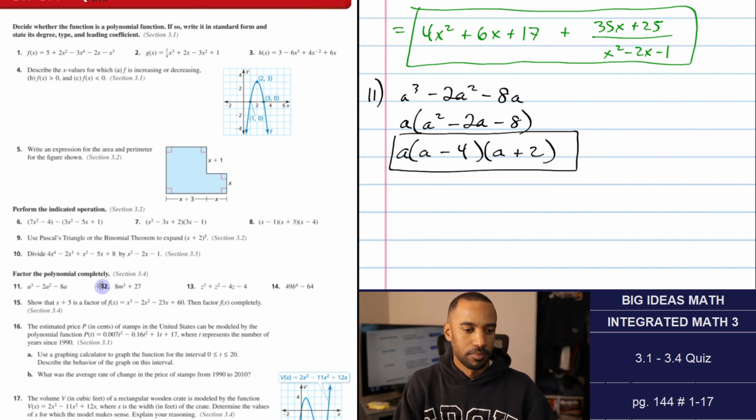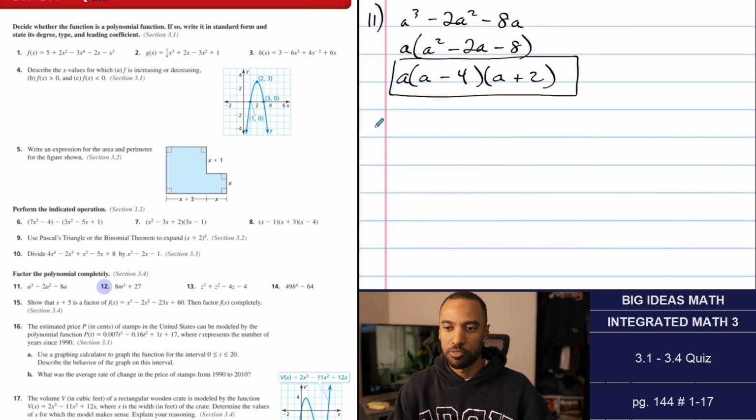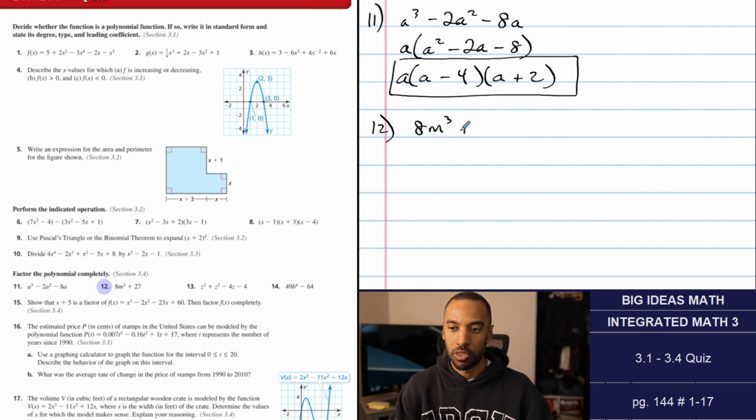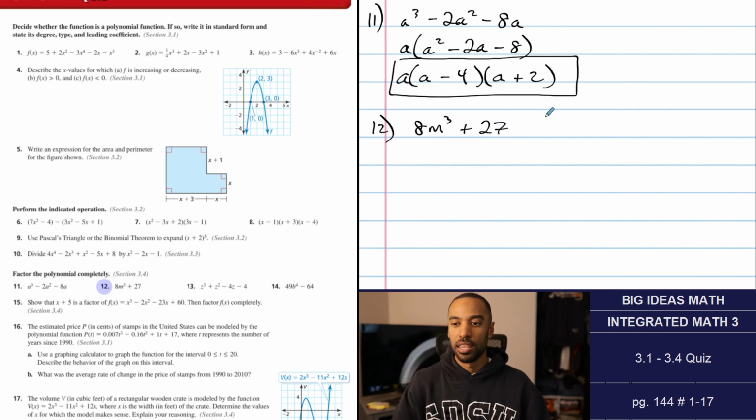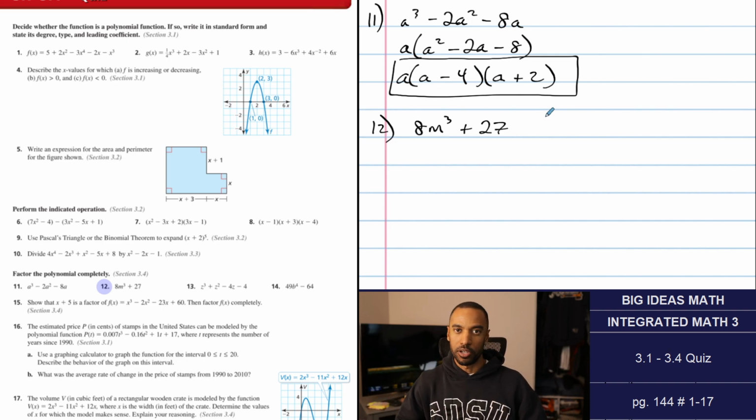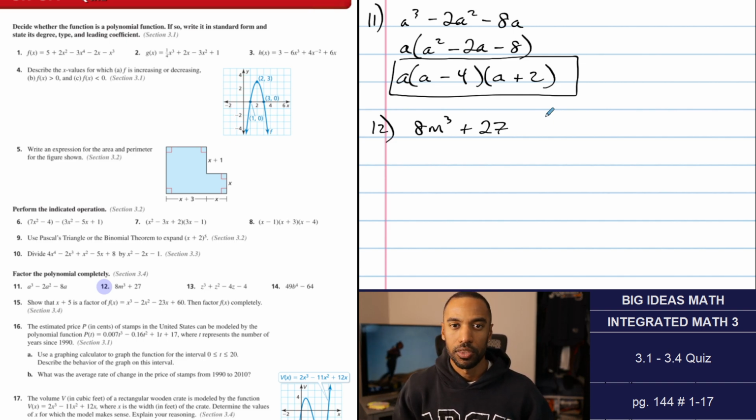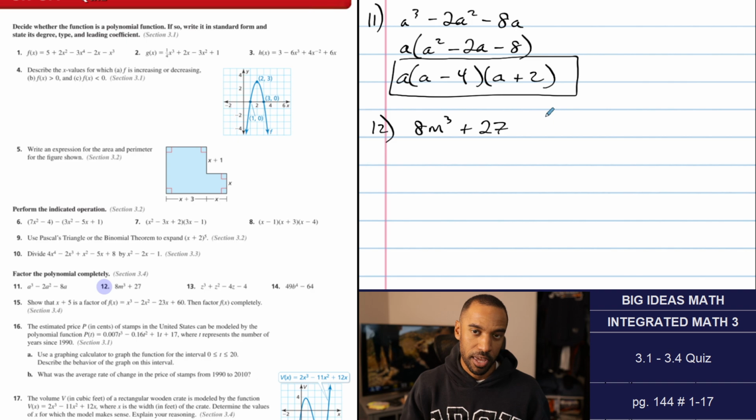Number 12, 8m cubed plus 27. This is what is known as a sum of two cubes. It's something I suppose you must recognize on your own. Keep in mind, now that we're outside of the individual section, this can be a question that shows up out of the blue on your assessments at any time. They're not saying, hey, find the sum of two cubes, or maybe they are.